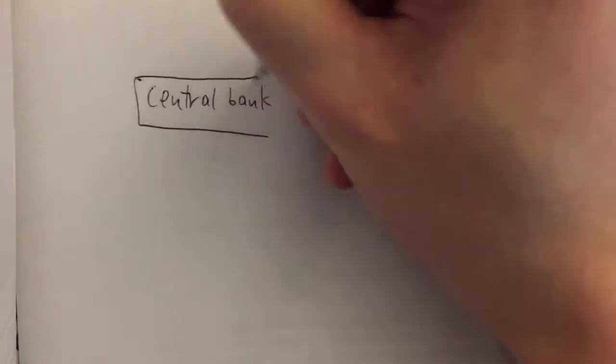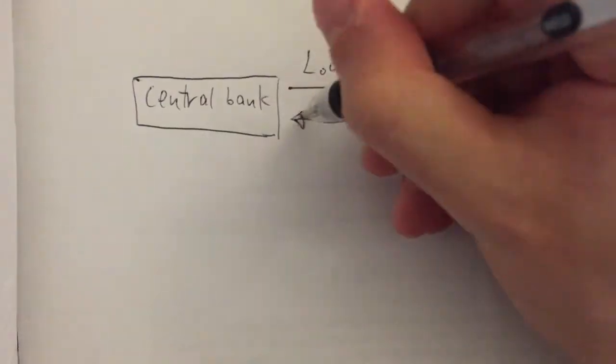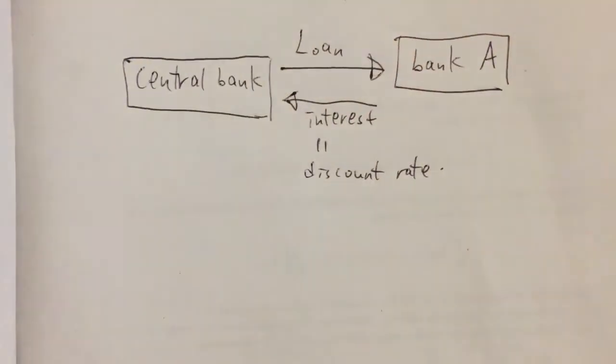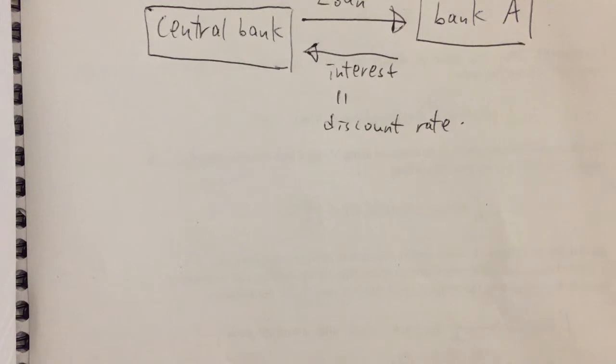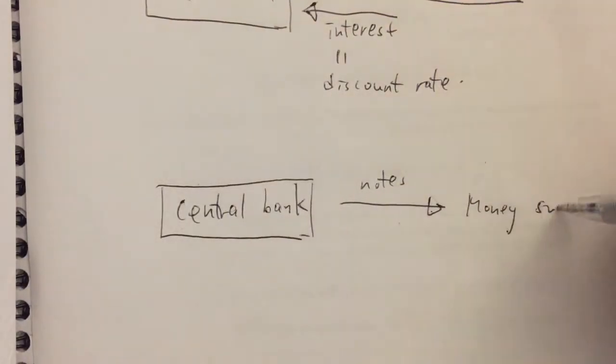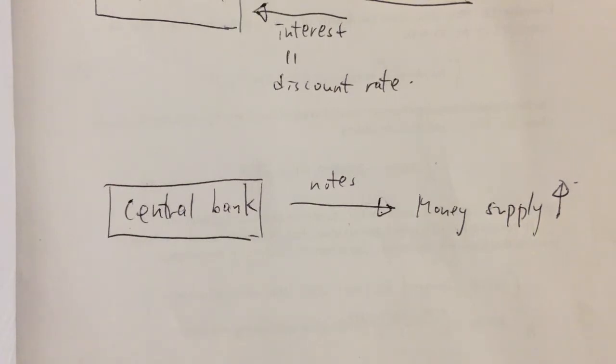The third one is adjusting the discount rate. The discount rate is the interest rate charged by the central bank on its loans to commercial banks. When the discount rate decreases, the cost of borrowing for commercial banks decreases. This encourages commercial banks to borrow money from central banks, which again increases the excess reserve of banks. Then banks will increase their loans and the money supply increases, and vice versa. Another tool is controlling the issue of currency. This is simple. If central banks issue more banknotes, the money supply increases and vice versa.